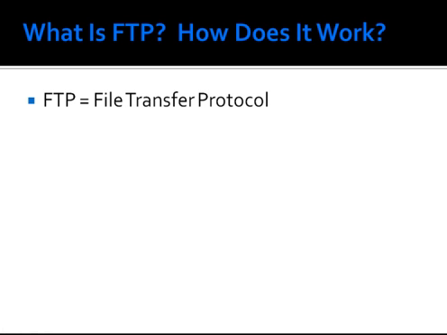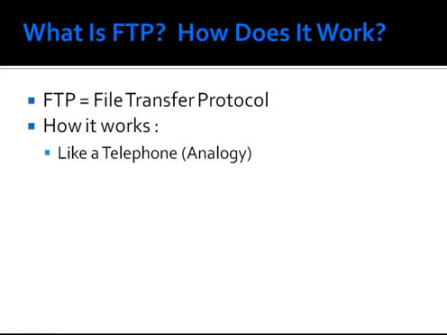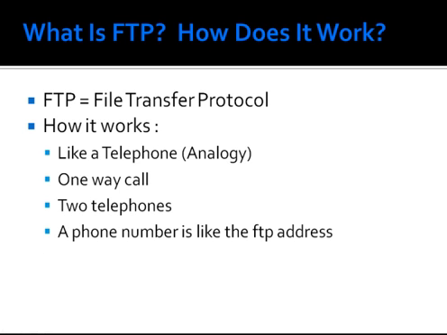Well, it's sort of like a telephone. You see, to make a one-way call, you need two telephones, right? Obviously, you can make many calls, but we're just talking about a one-way call. You're going to need two telephones, telephone A and telephone B. You also need their phone numbers. So let's say, for example, telephone A is calling telephone B. Telephone A dials telephone B's number into telephone A. At that point, it connects to telephone B.